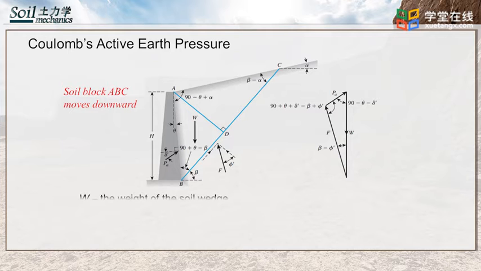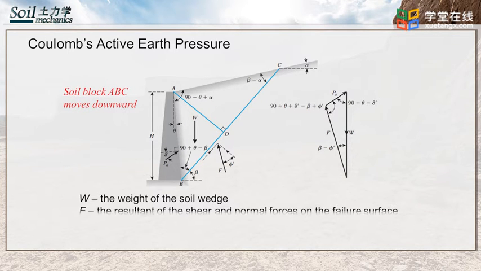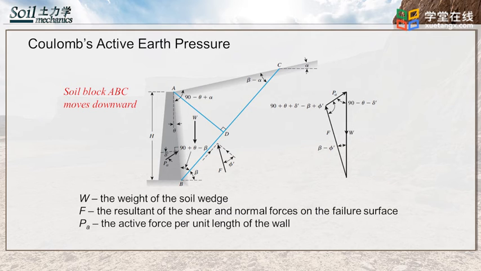W is the effective weight of the soil wedge. F is a resultant of the shear and normal forces on the surface of failure BC. This is inclined at an angle phi prime to the normal drawn to the plane BC. PA is the active force per unit length of the wall. The direction of PA is inclined at angle delta prime to the normal drawn to the face of the wall that supports the soil. Delta prime is the angle of friction between the soil and the wall.